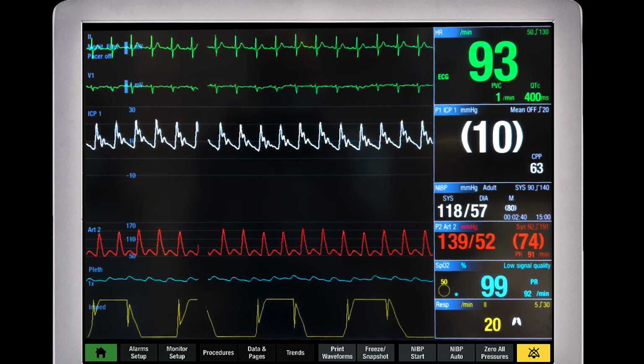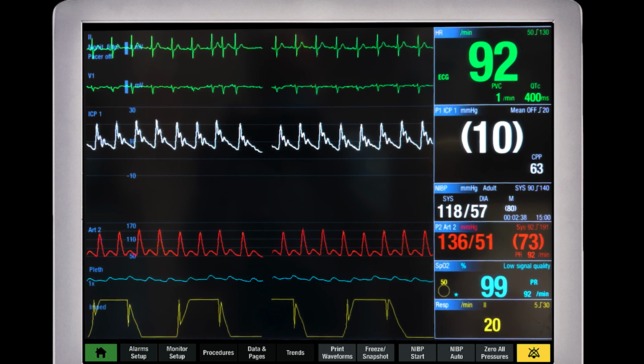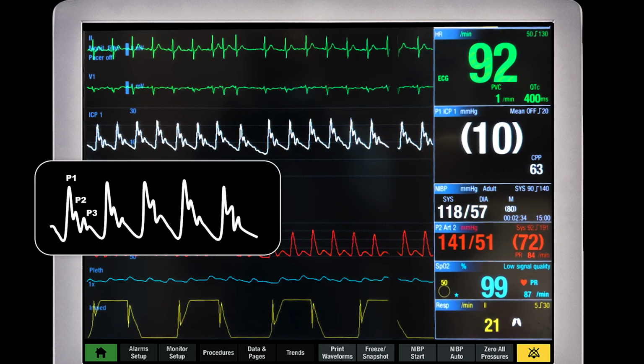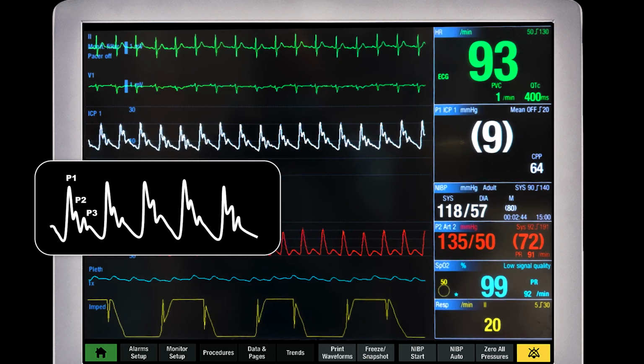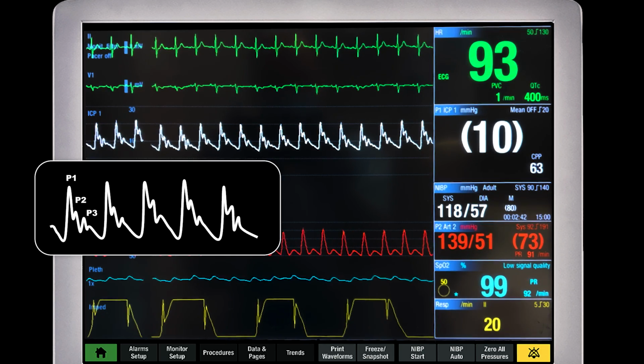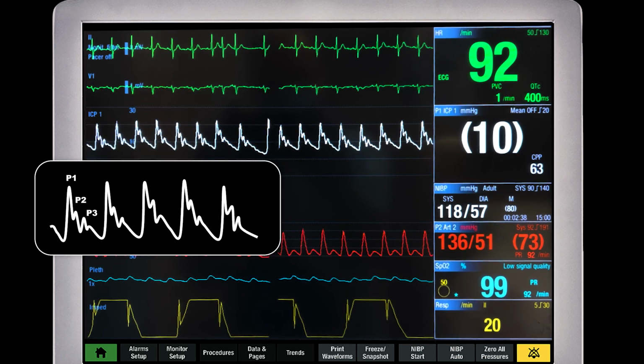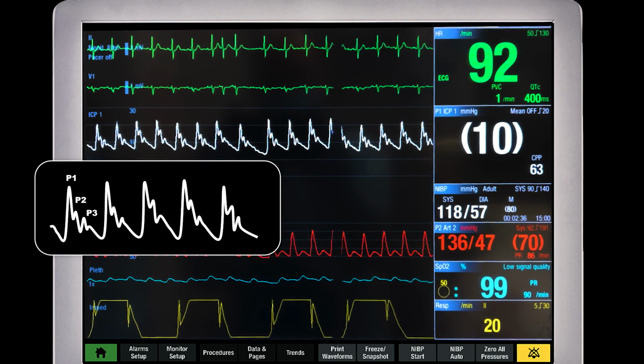Intracranial pressure reading is 9 to 10 millimeters mercury. Looking at the waveform, P1 is higher than P2, which is higher than P3. The monitor conveniently calculated the cerebral perfusion pressure for you, and it's 62 to 63 millimeters mercury. Thoughts?